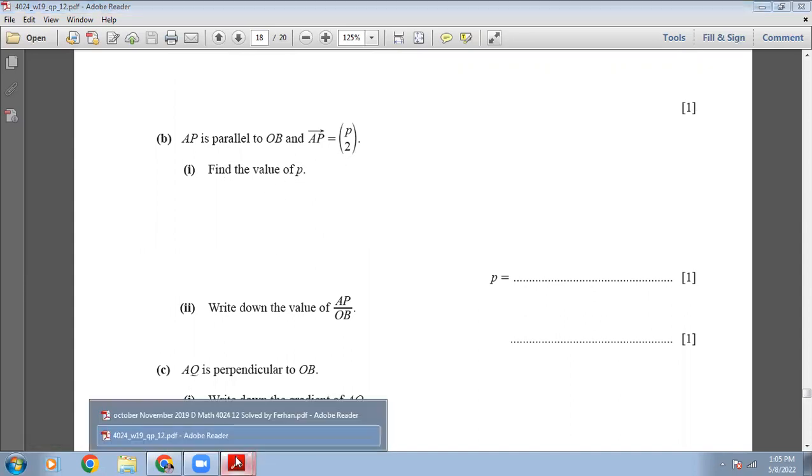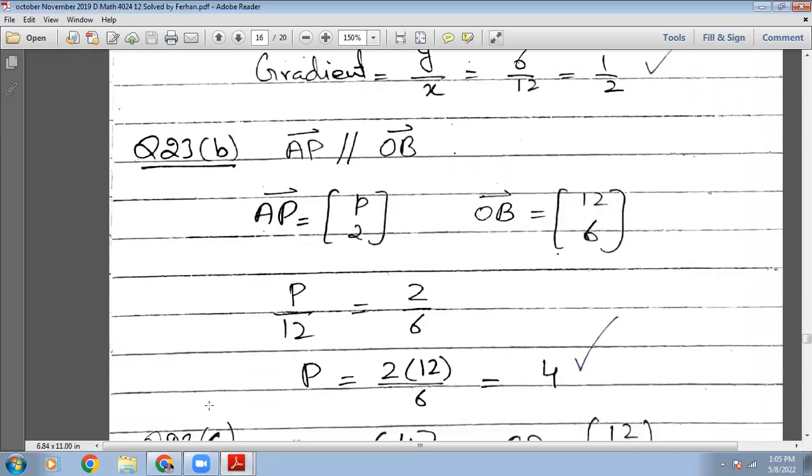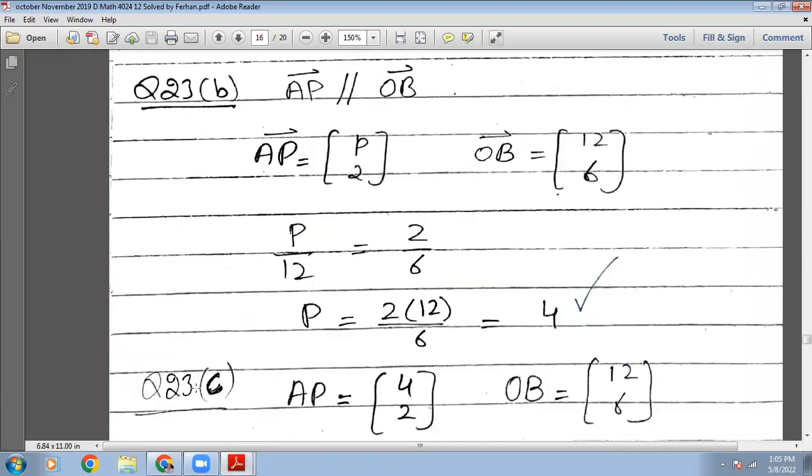If two lines are parallel to each other, remember this rule, that if the two lines, AP and OB, are parallel to each other, then in their column vectors, the ratio of their X will be equal to the ratio of their Y.